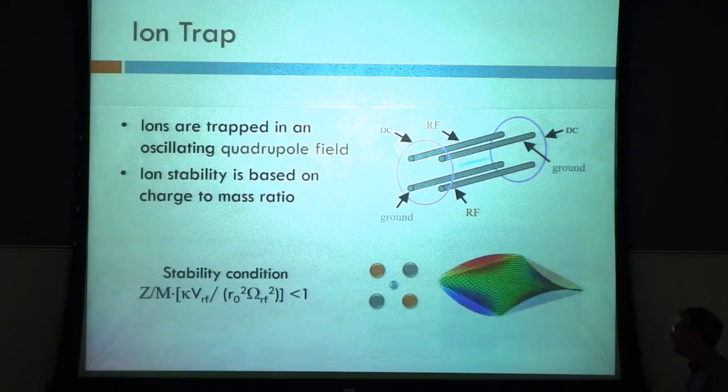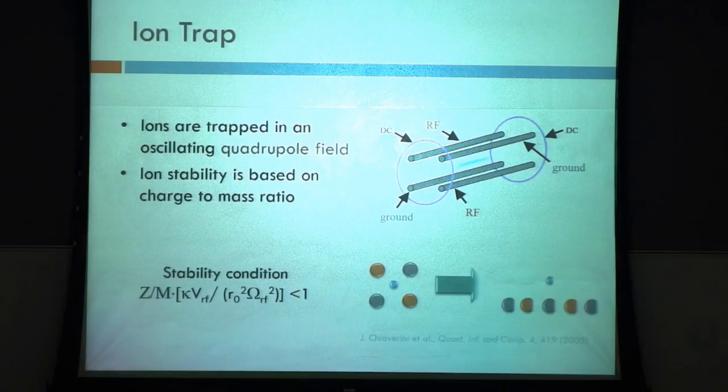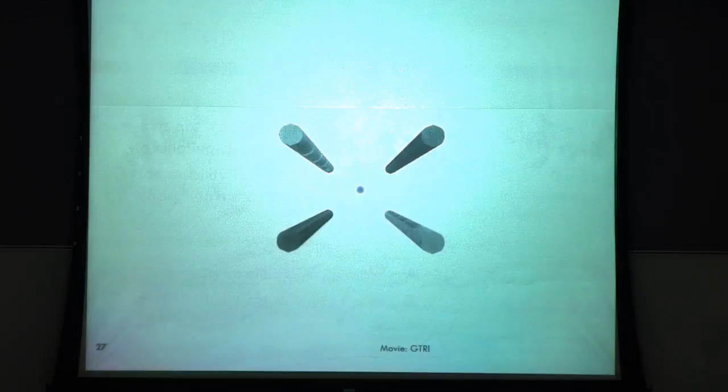So, motivated by this idea of a scalable CCD type architecture for ions, John Chiverini at NIST Boulder realized that you could imagine cutting this electrode and unfolding the trap onto a plane. And when you do that, you now can build these traps in 2 dimensions and actually make any layout that you would like. So here's just a movie of that from the folks at GTRI.